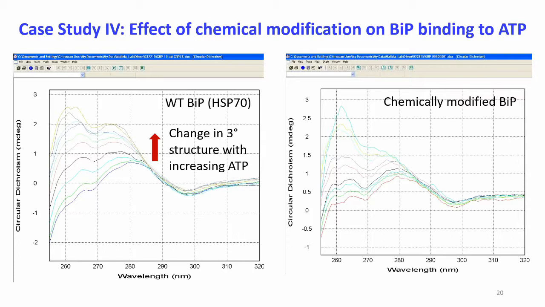And the fourth case study I'm going to illustrate is where we are using near UV CD to monitor how a chemical modification of a heat shock protein, immunoglobulin binding protein, BiP, affects its binding to ATP. The left panel here is the change in the tertiary structure of the heat shock protein as a function of increasing ATP concentration. The right panel shows the change in the tertiary structure of the chemically modified BiP.